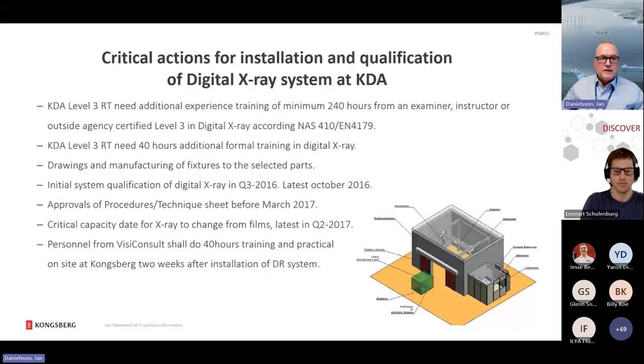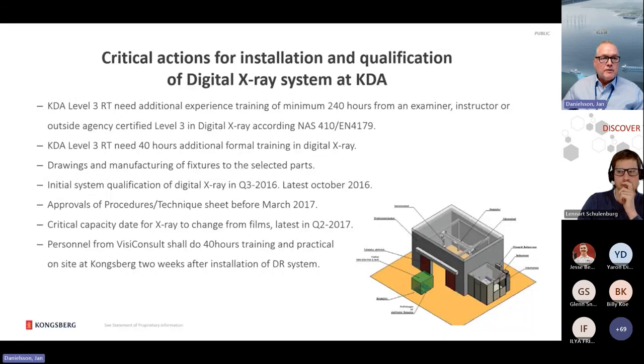Initial system qualification of digital X-ray in quarter 3, 2016, latest October 2016. Approvals and procedure techniques sheet before March 2017. That is critical capacity date for X-ray to change from film latest in Q2 2017. We have a big ramp up in 2017. So we have a lot of critical days.